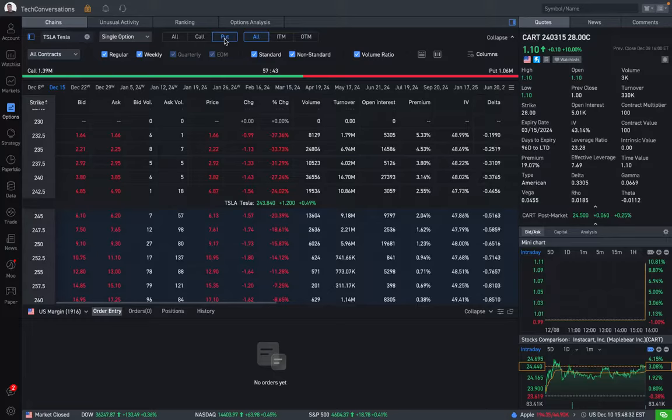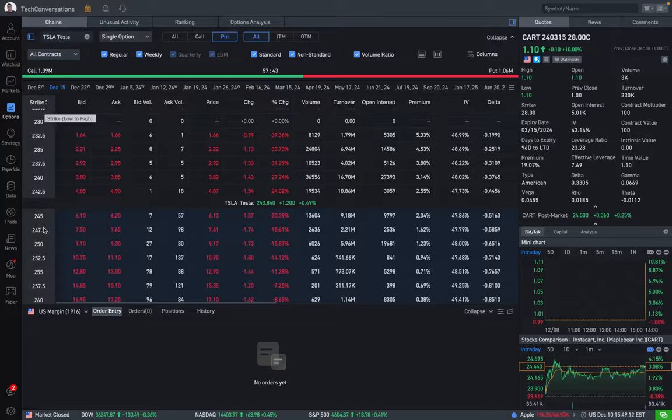Now, puts allow you to sell the underlying asset at the strike price before the expiration date. Remember, you have the right but not the obligation to sell the underlying asset at the strike price before the expiration. So let's say you were holding shares of Tesla, and you bought a put on this Tesla. So you're now going to be limiting the potential downside risk of your asset against market downturn while holding the put option.